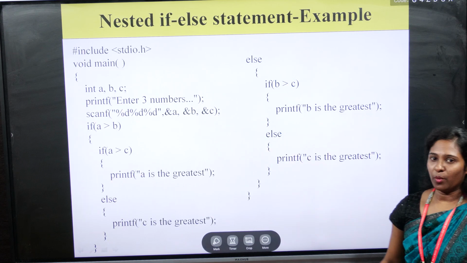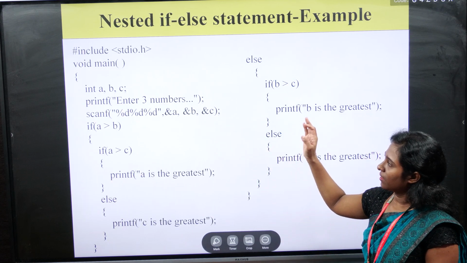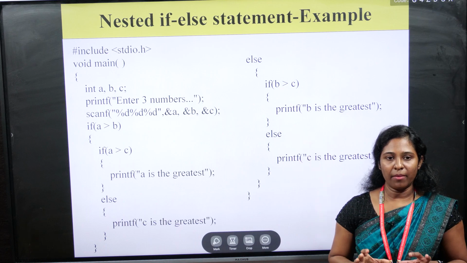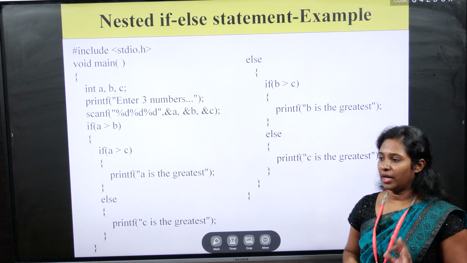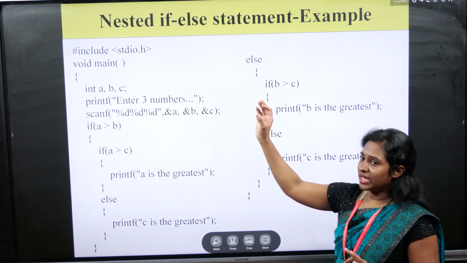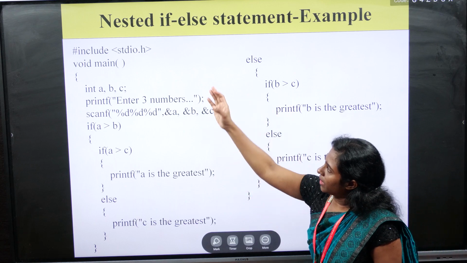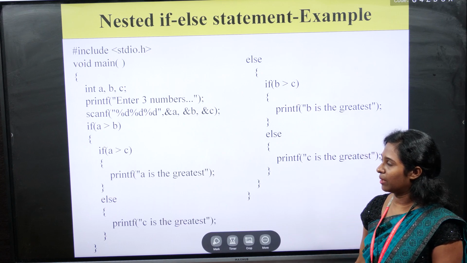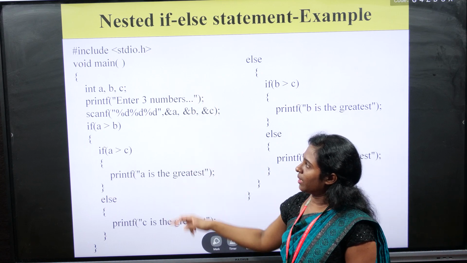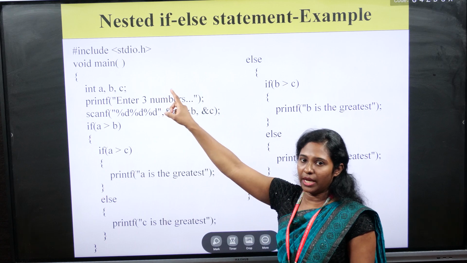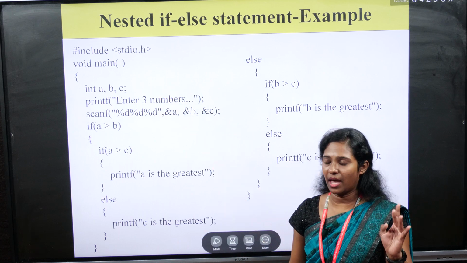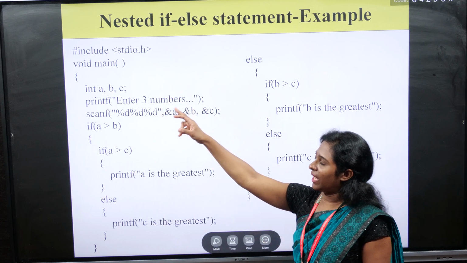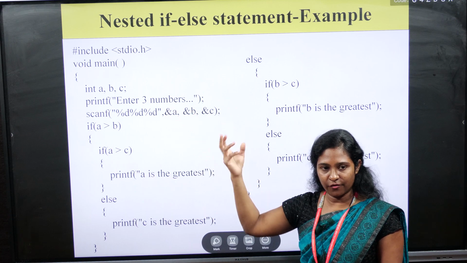And here we have a program. This is a program which determines the greatest of 3 numbers using nested if-else. Firstly we include stdio.h, the input output header file. Inside the main function we have declared 3 integer variables, that is a, b and c. And we have to take the values of a, b and c from the user.